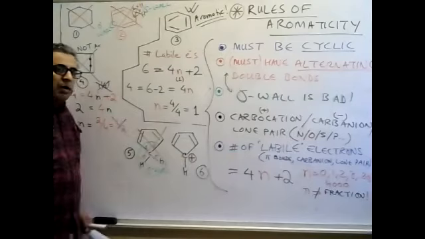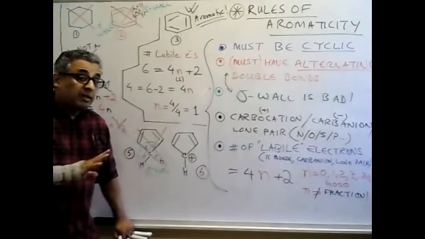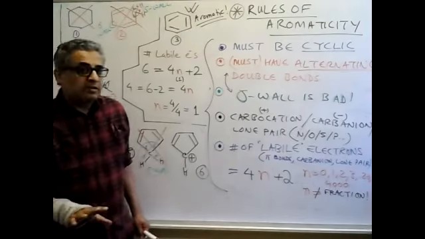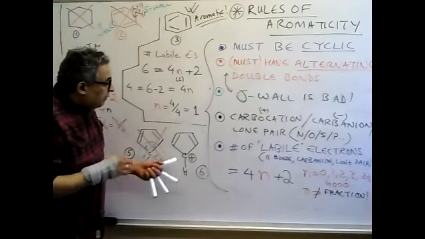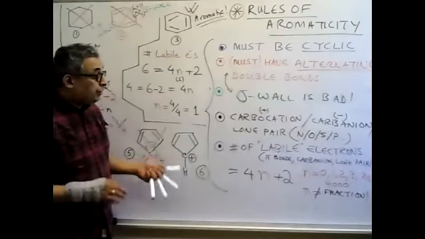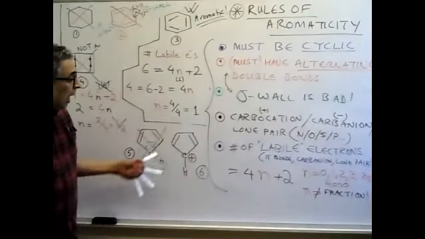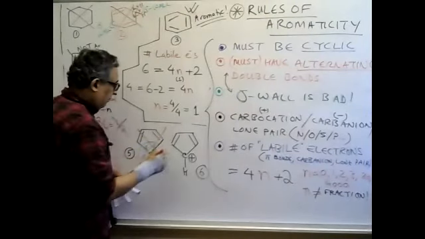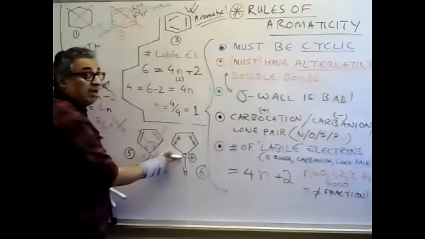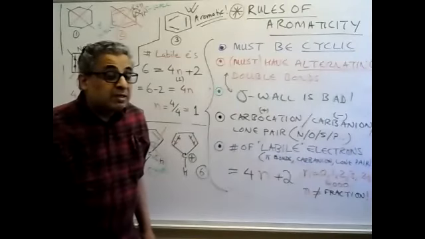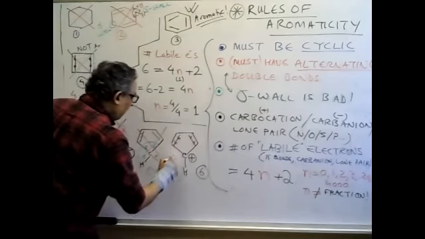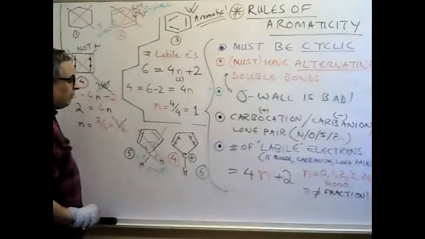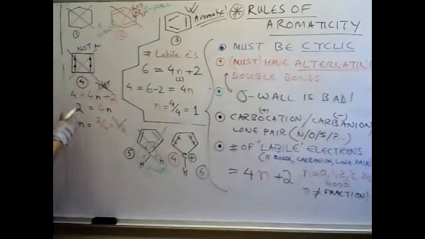This guy has a positive charge. It might work. This is a recipe not for a disaster. This could work. But when you see something like this, you should check for the last rule. How many labile electrons does this guy have? 4, right? 1, 2, 3, 4, nothing here. Carbocation means that electron is missing. So the number of labile electrons is 4. We already saw that 4 doesn't work. It's not aromatic.